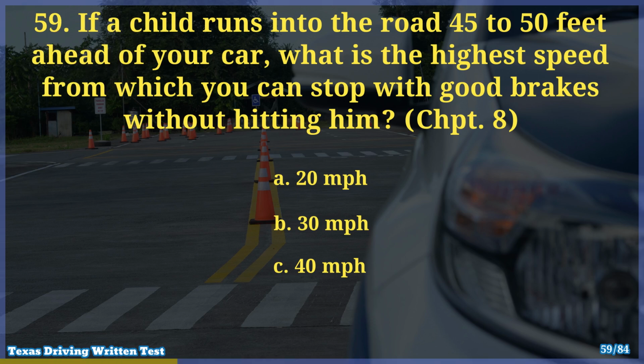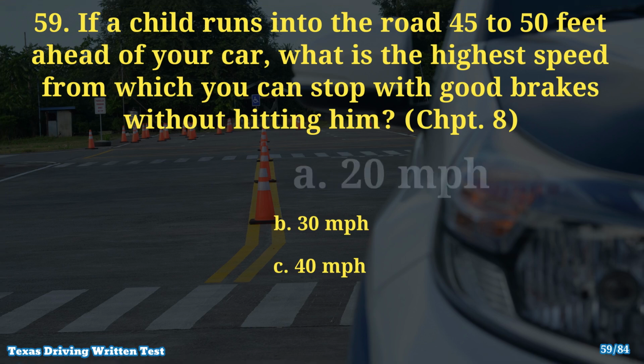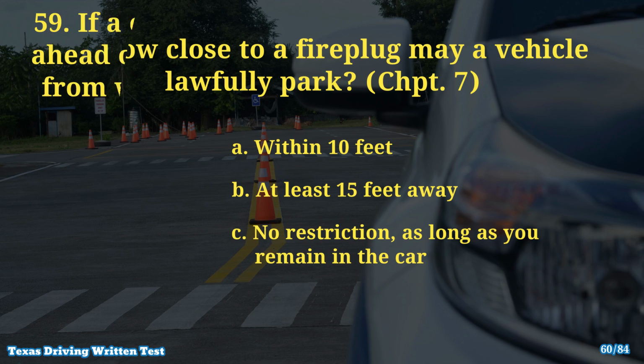59. If a child runs into the road 45 to 50 feet ahead of your car, what is the highest speed from which you can stop with good brakes without hitting him? A. 20 miles per hour. B. 30 miles per hour. C. 40 miles per hour. Answer is A. 20 miles per hour.